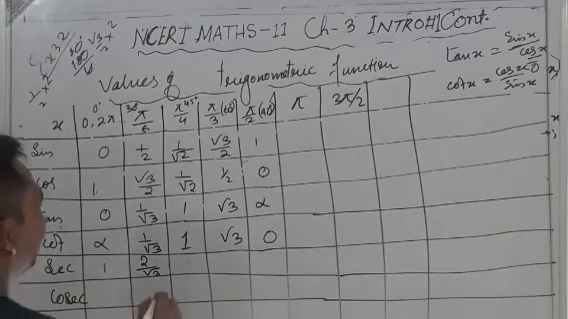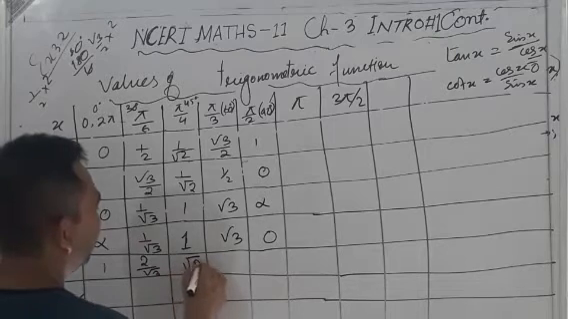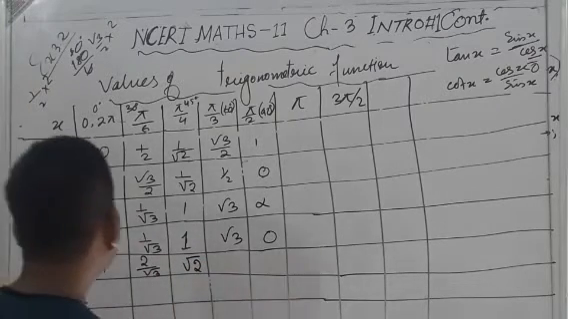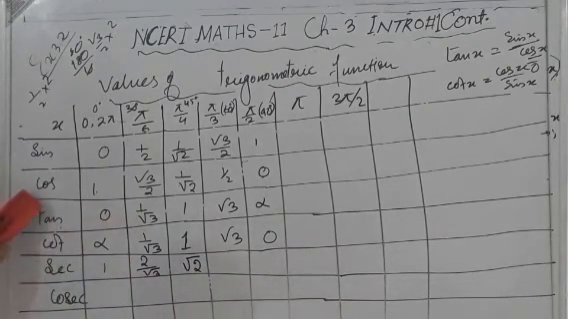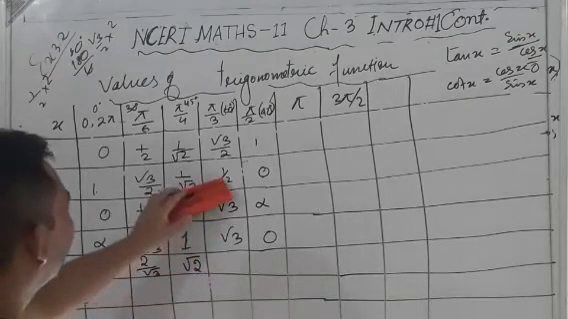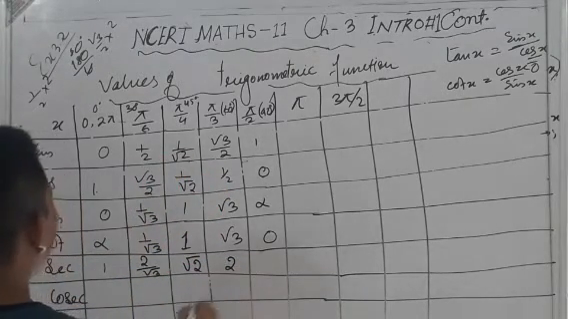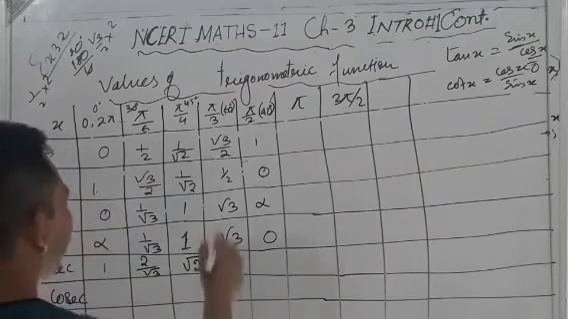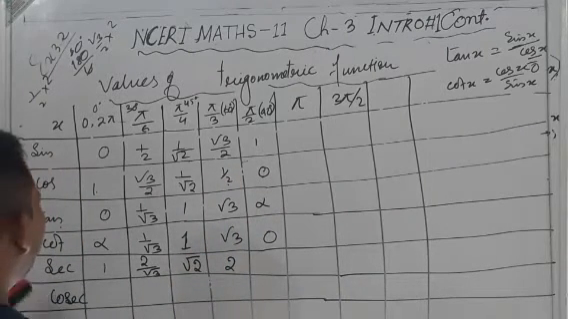Or root 2. Root 2. Next one. 2. Okay? Because it will be reversed. Correct? It is 1 by 2, so it will be 2 only. And the next one.